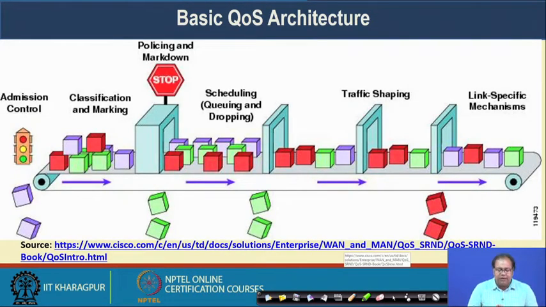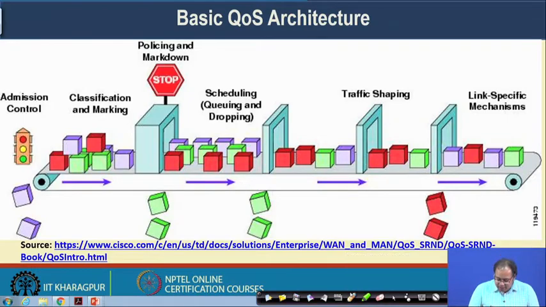So, this is the basic quality of service architecture in the internet. This figure I have taken from a Cisco website, and the link is given here. You can see that there are multiple stages in this entire end-to-end pipeline. Let us explain this figure, and then we will go to the internals of every individual step.